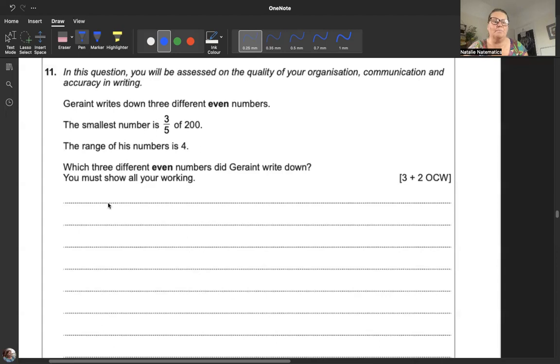Okay, so I'm looking at this and I'm thinking even numbers. Well, I could have 2, 4, 6. There's loads, isn't there? But I've actually been told one of them is 3/5 of 200. So I am going to work out 3/5 of, let's have a look.